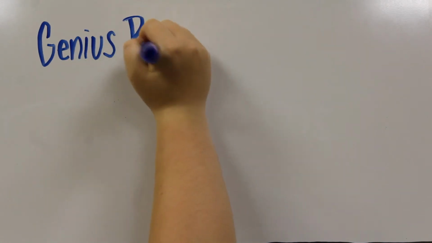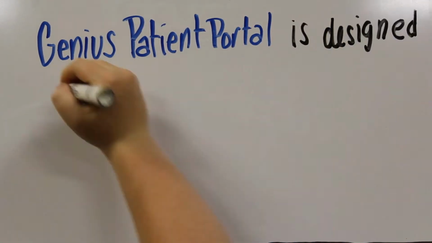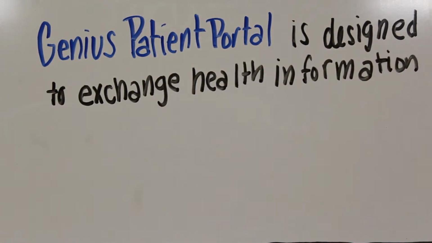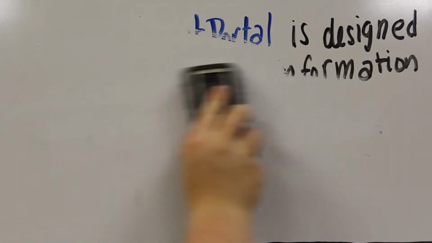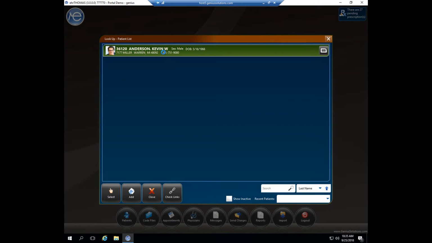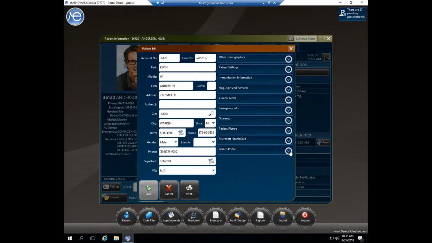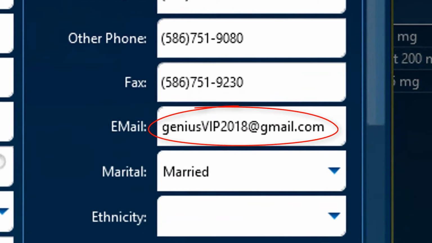The Genius Patient Portal is designed to enable practices to exchange health information with their patients by allowing seamless communication. The practice user can set up a Genius portal for a patient at any time, but before setup, the patient's email address must be entered into eThomas.